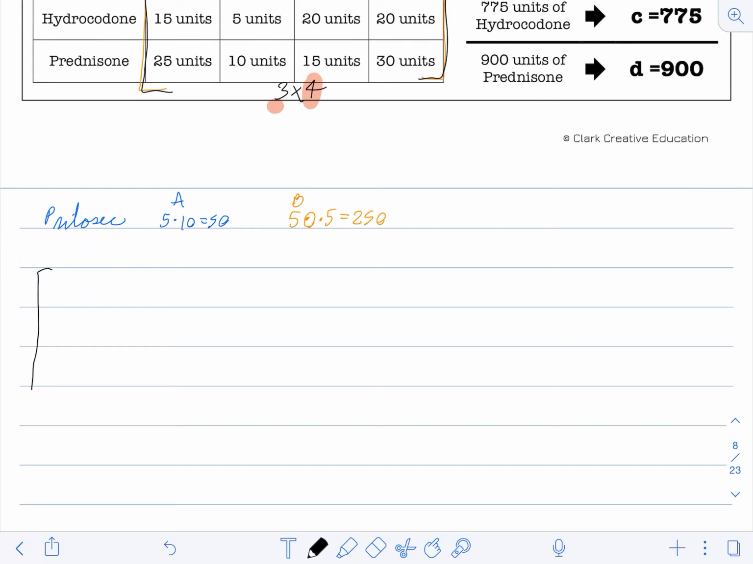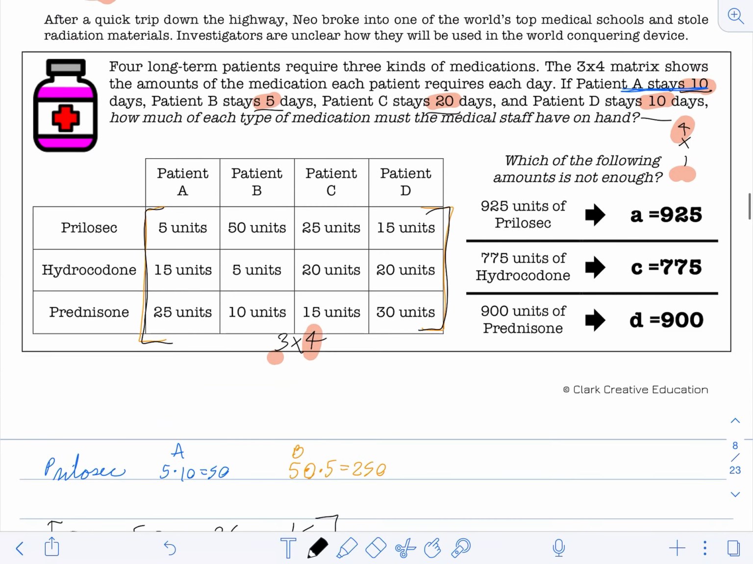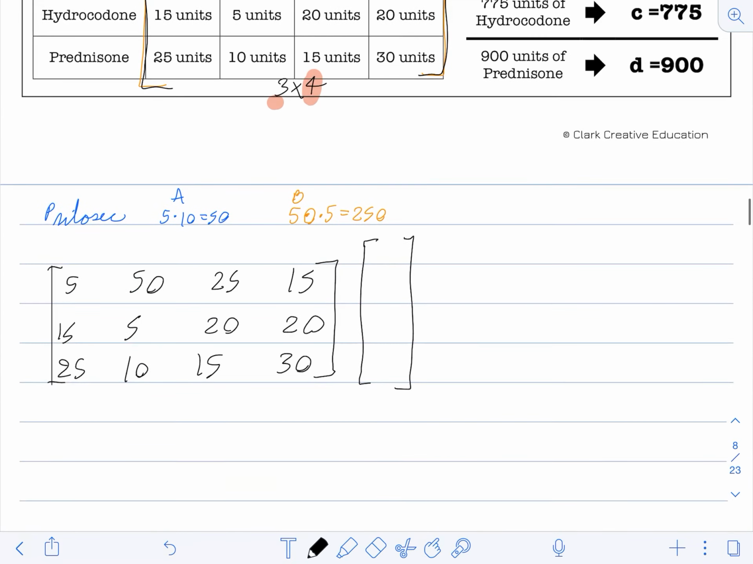And all you would have to do is interpret what the results are. So you kind of want to just make your matrix: 5, 50, 25, 15, 15, 5, 20, 20, 25, 10, 15, and 30. And multiply that by our other matrix, which is the 4x1, 4 rows, 1 column. I think the first one is 10, 5, 20, and 10. And you're going to want to multiply these.